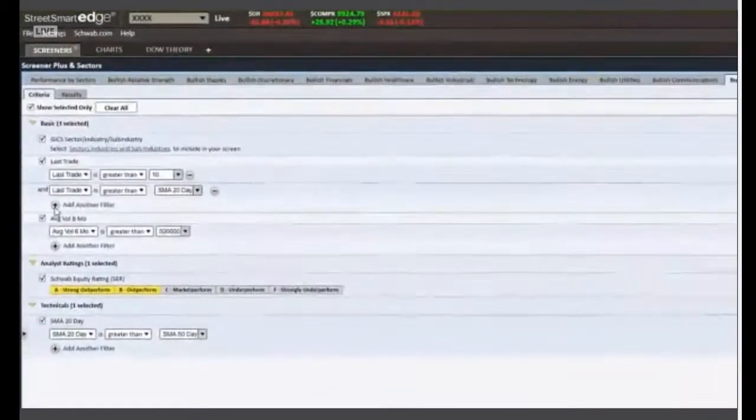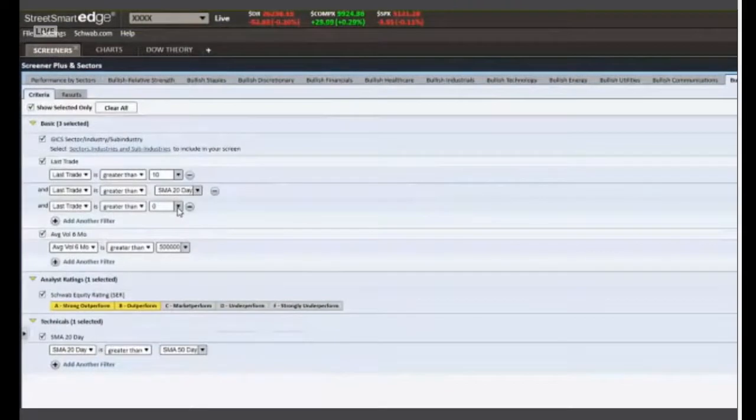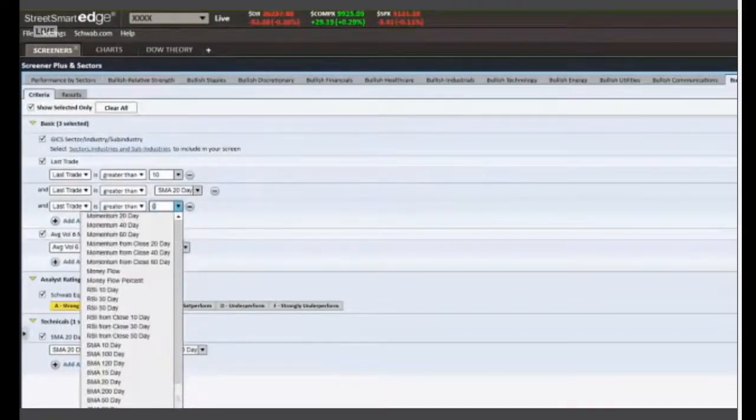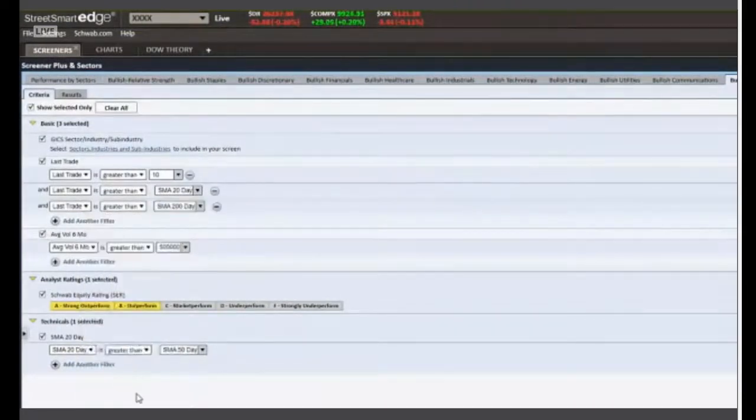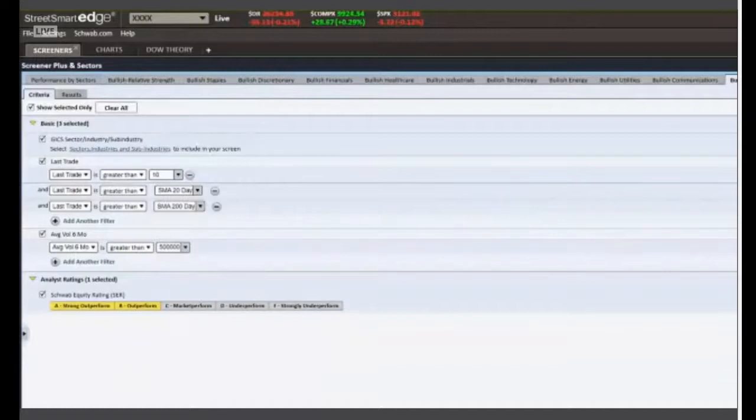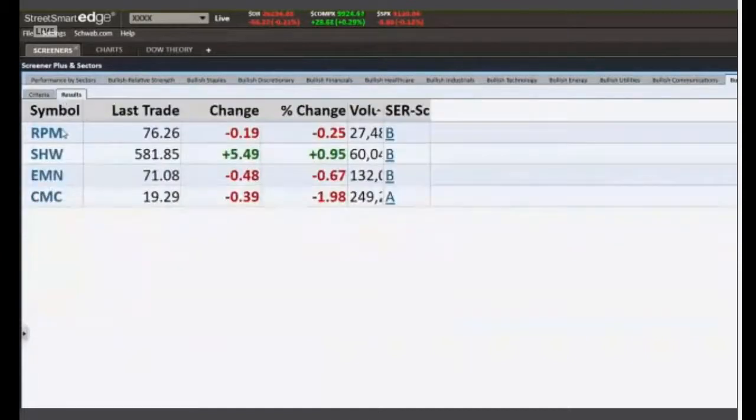Last trade over $10 a share. Last trade over 20 SMA. Last trade over 200 SMA. And then we want enough volume, the A's and the B's. Let's kick out this technical condition. Let's see if that helps us out. No. This was a really tight list, Lee. All right. Well, we spent some time on these.